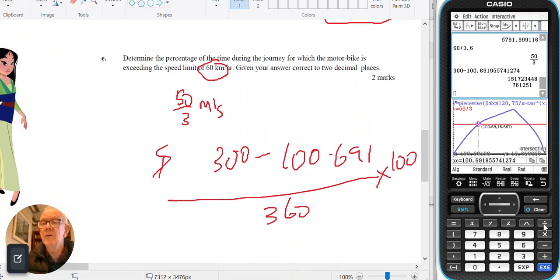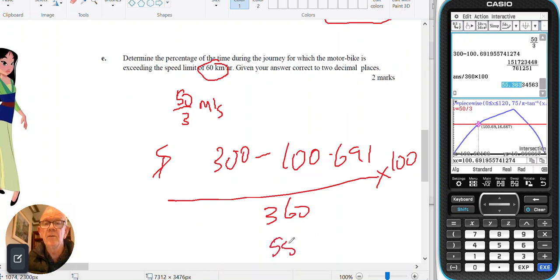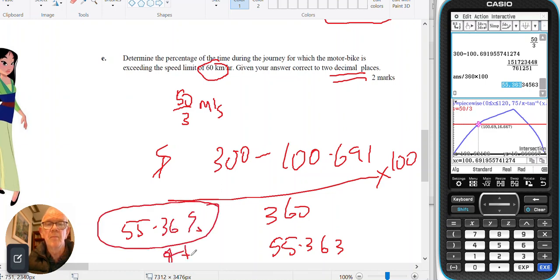XE, the answer divided by 360 times 100 gives me that, which is my percentage, 55.363%. Going to 2 decimal places, 55.36% of the time. Done.